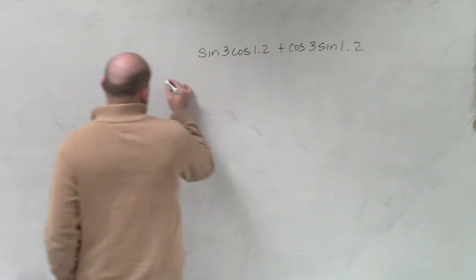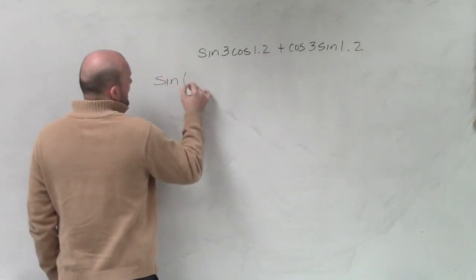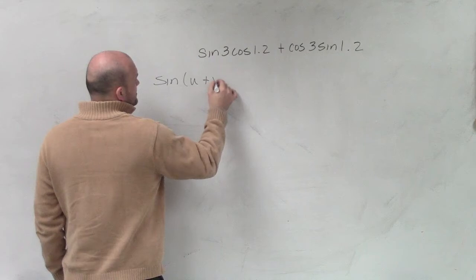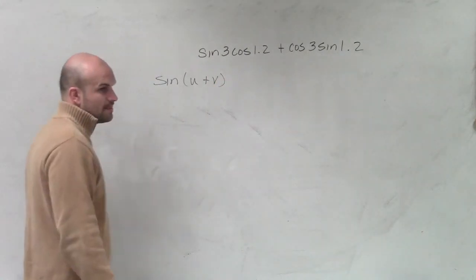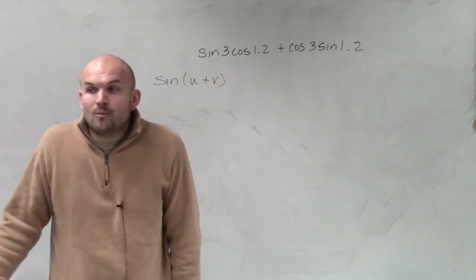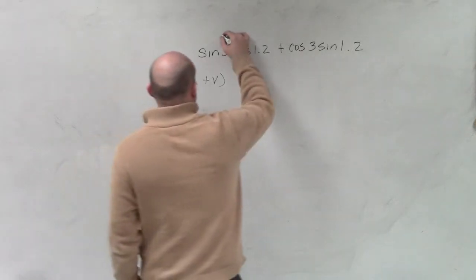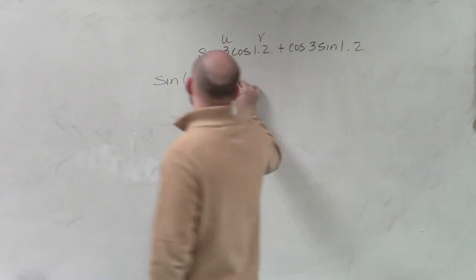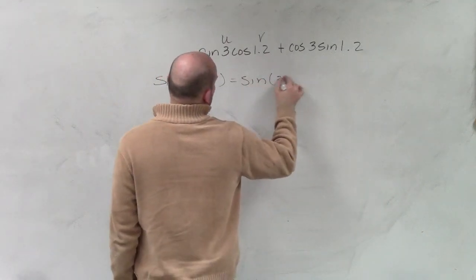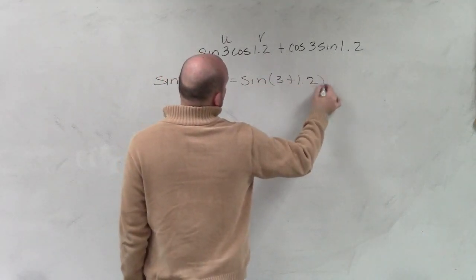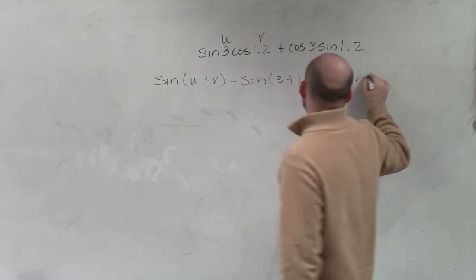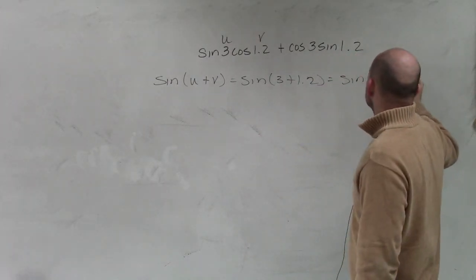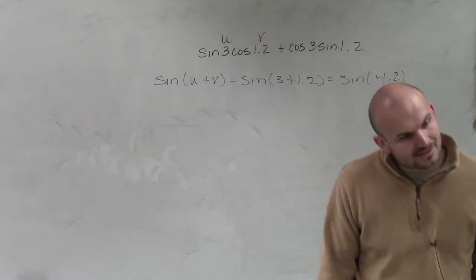So I know that this is going to be the sine, and it's going to be of two angles, of u plus v. So in this case, I just need to determine, well, what are my two angles? Well, that's my one angle. That's my other angle. So therefore, this is the sine of 3 plus 1.2, which equals the sine of 4.2. And yes, it is that basic.